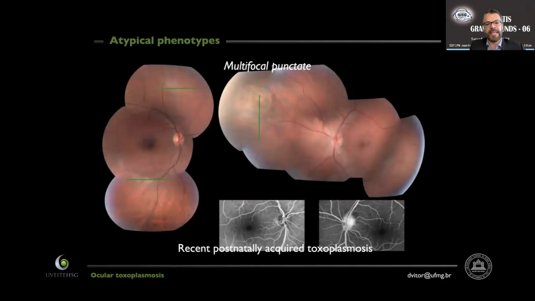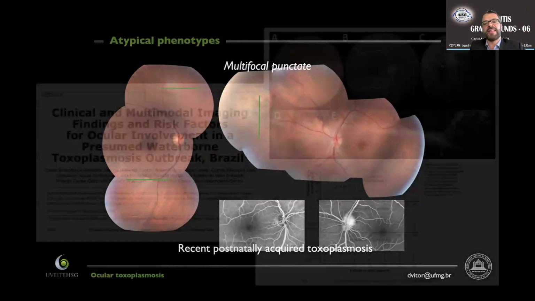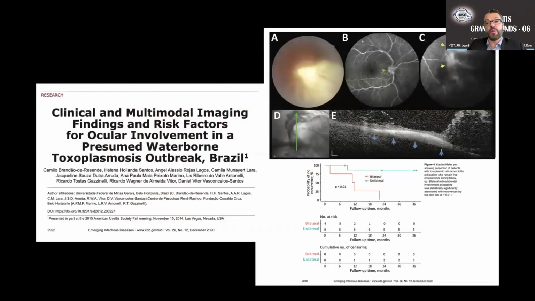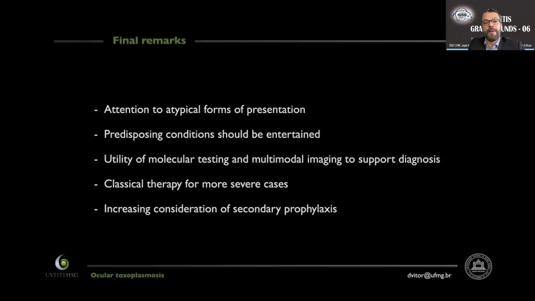This is another case from that outbreak that Laura has just shown. It is a patient with mild infiltrates in one eye and a large necrotizing lesion in the left eye. What was very interesting about this paper was that we did see that the patients with more severe forms of presentation had recurrent disease much more often when we followed them up long term. So it's likely that we should manage these patients with secondary prophylaxis. And that's what we decided to show and to discuss.